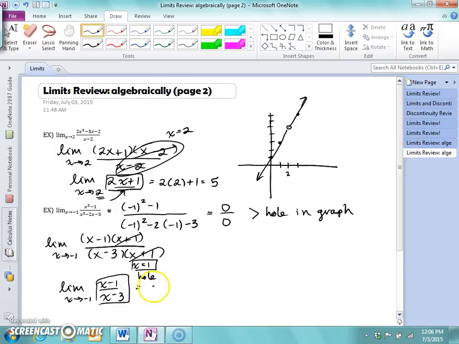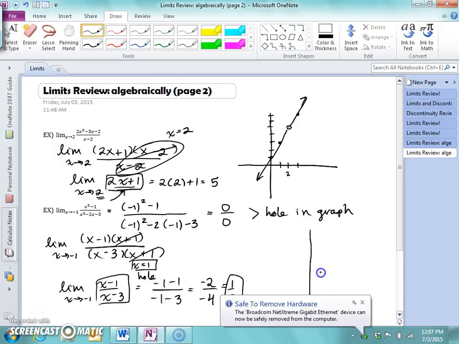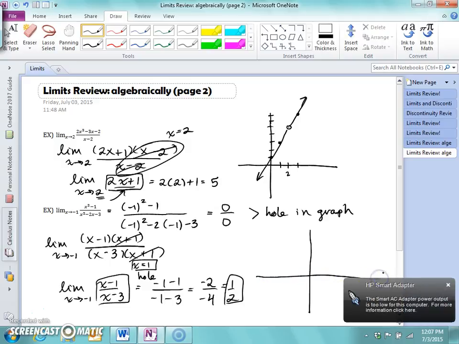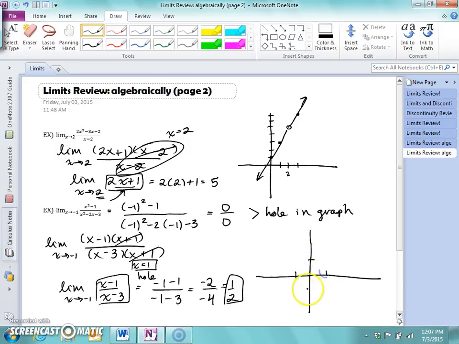Let's see if direct substitution will work now. I have negative 1 minus 1 over negative 1 minus 3. Negative 1 minus 1 is negative 2 over negative 4, so 1/2. It works. So the limit is 1/2. The y value is going to get very close to 1/2 as x gets very close to negative 1. So I have negative 1. Let me put a couple tick marks here. Alright, so at negative 1, I had a limit of 1/2.